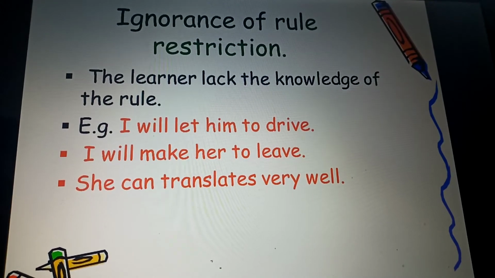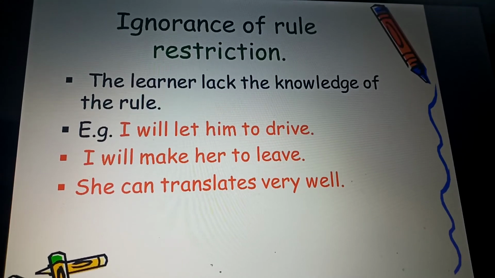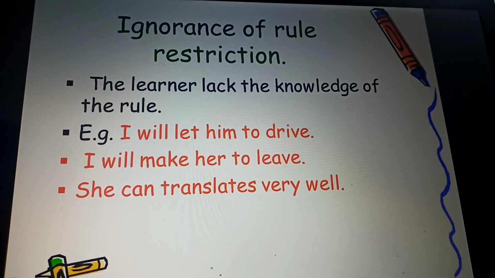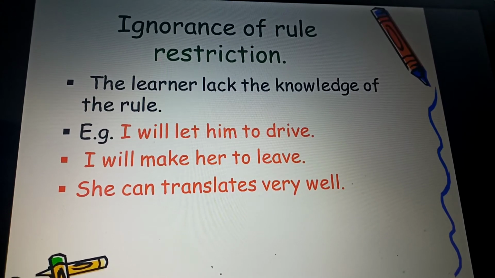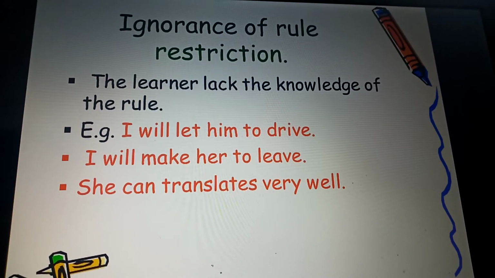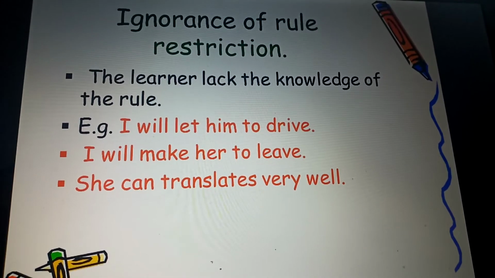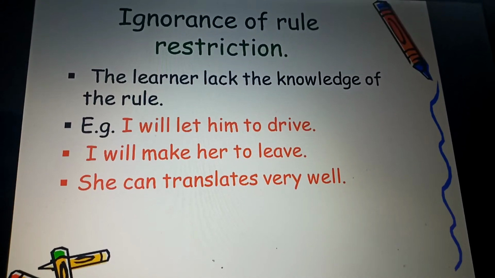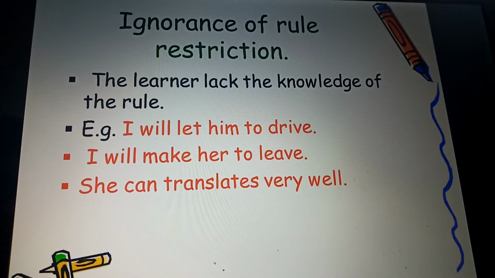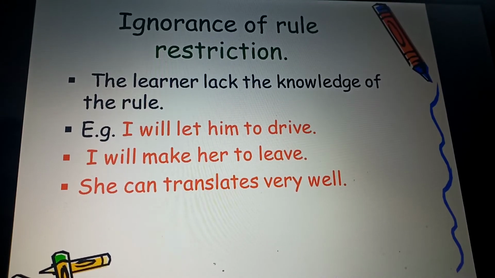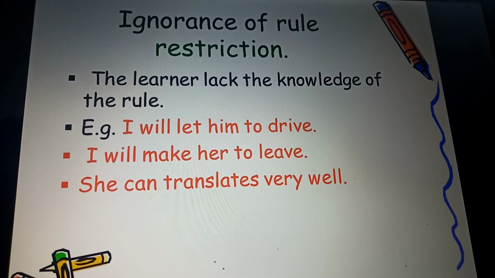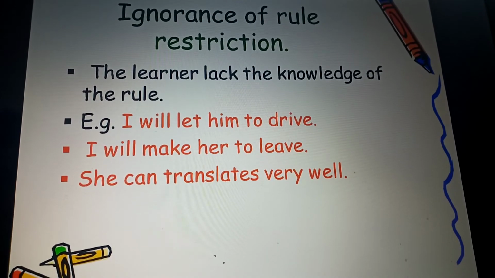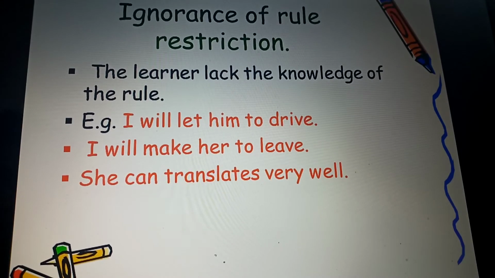Ignorance of rule restriction. The learner lacks the knowledge of the rule. I will let him to drive. I will make her to leave. She can translate very well. I will let him to drive. As you see, after the word let, we shouldn't use to before the word drive. It's the infinitive, it should be used without to. So, I will let him drive, not to drive.